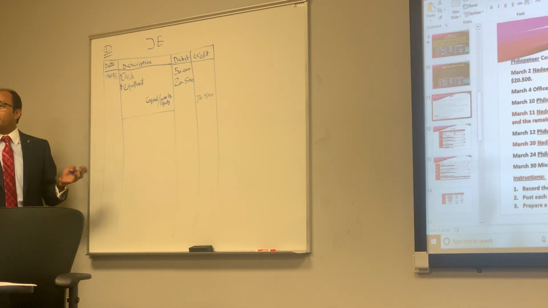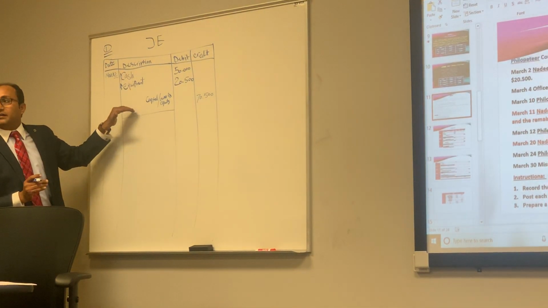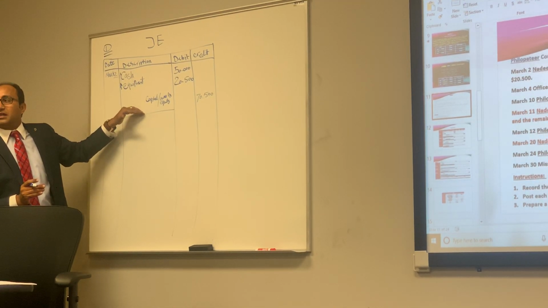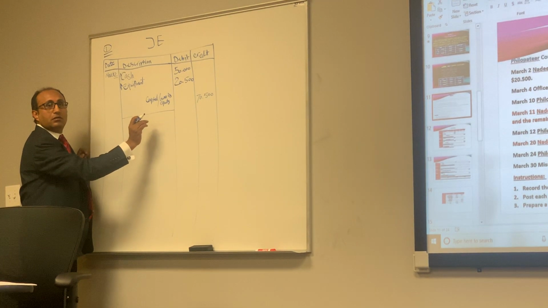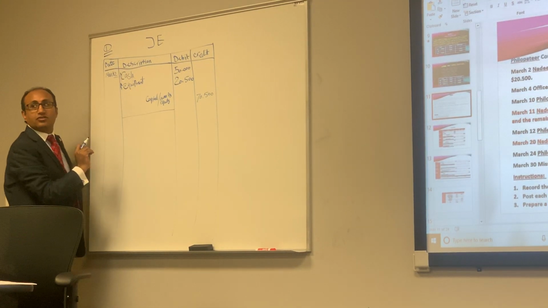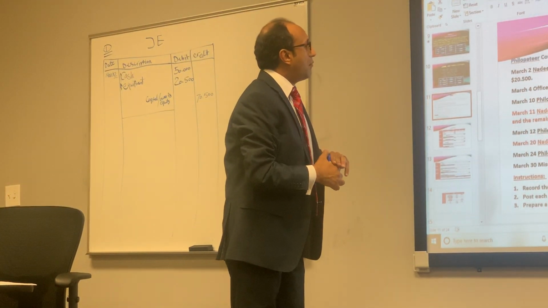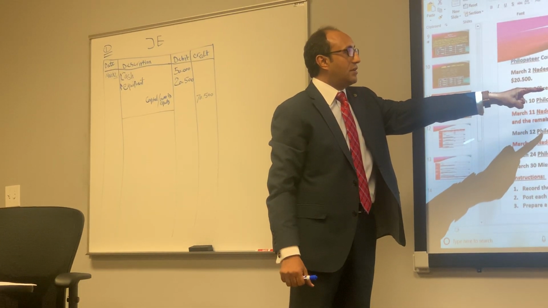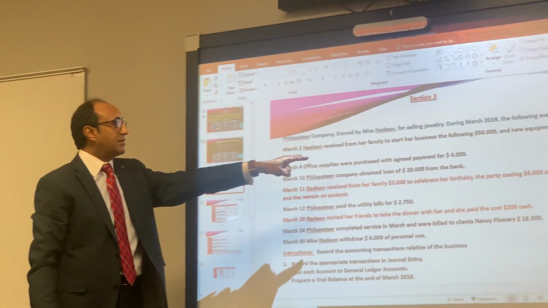March 2 is finished now. So they explain Nadine started her business with $70,500, counting equipment and cash. Easy. Next one. March 4: office supplies were purchased with agreed payment for $4,000.